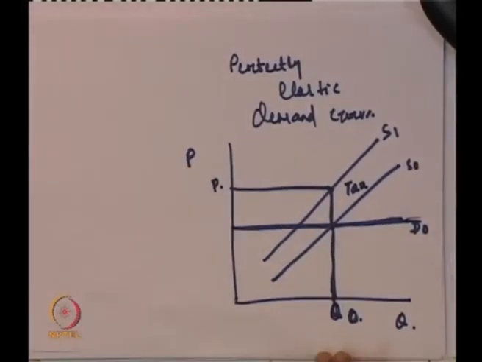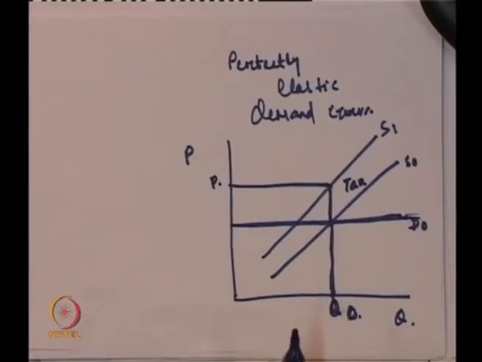Whatever may be the price, any small change in the price leads to a greater change in the quantity demanded, and in this case the entire tax is paid by the supplier. So, in case of a perfectly elastic demand curve, the entire tax is paid by the supplier, because for any small change in the price, the quantity demanded changes drastically, because this is the case of a perfectly elastic demand curve.